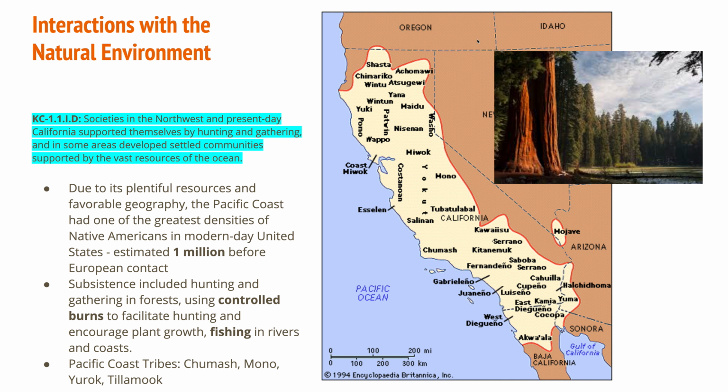There were an estimated 1 million Native Americans in California before European contact. Subsistence also included hunting, gathering in the forest, using controlled burns to facilitate hunting and encouraging plant growth. We see fishing in many of the rivers that start from the Sierras going out to the Pacific Ocean. And some of the tribes that you can be familiar with here are the Chumash, the Mono, the Yurok, and the Tillamook. The Tillamook are actually further up north into Oregon.